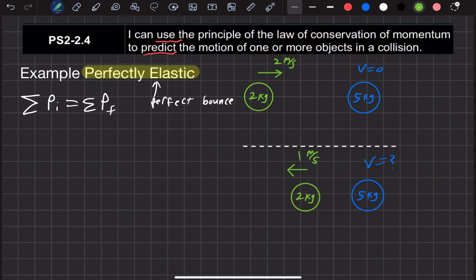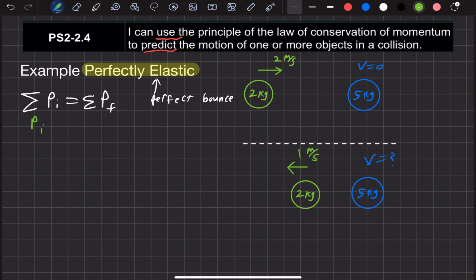When we break the sigma into the sum of all of the individual momenta, we're going to start with the momentum of the object on the left. So that is green momentum initial. And then we're going to add to that the momentum of the object to the right, so the momentum initial of the blue object. And we're going to set that equal to their later momentum: the momentum final of the green object plus the momentum final of the blue object.